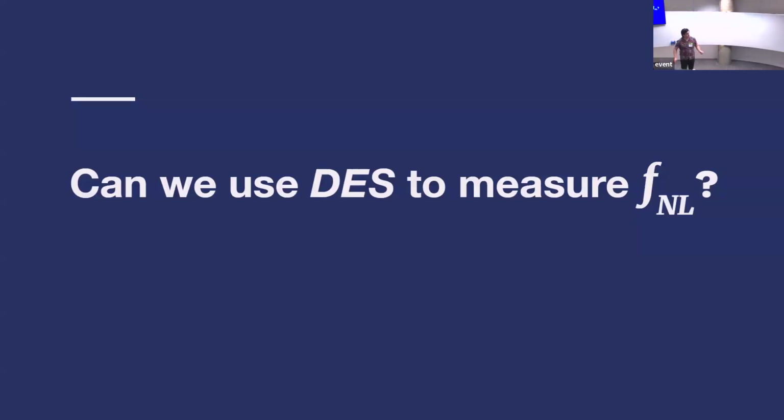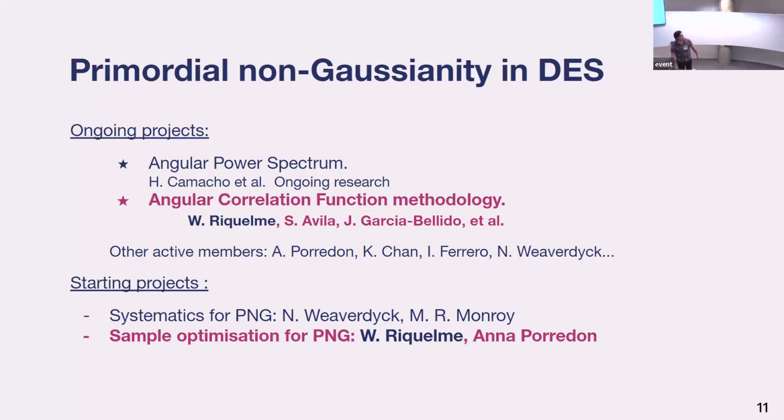So the big question is, can we use the Dark Energy Survey to measure this fNL parameter? With that, I'm part of this collaboration of different people. So here we have also Anna and different projects, and Hugo. I will be talking mostly about the angular correlation function methodology, which is trying to measure primordial non-Gaussianity from the angular correlation function. And then I will also briefly mention some sample optimization project that we are currently working on with Anna.